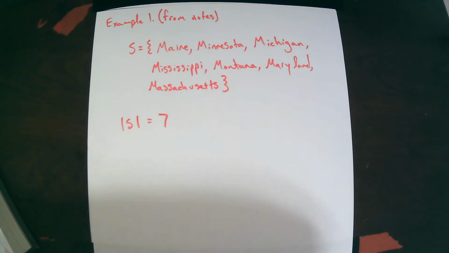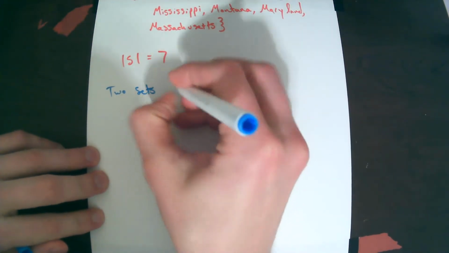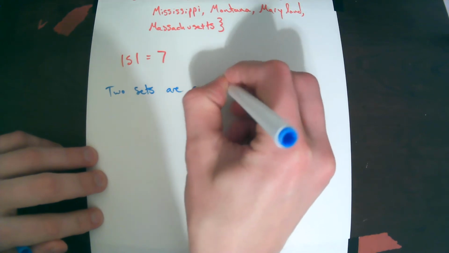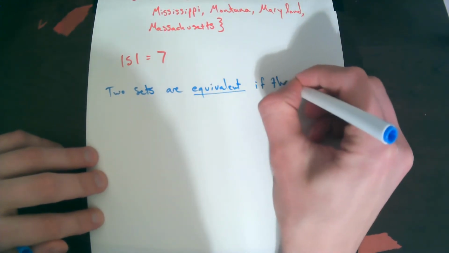Cool. Alright, let's talk about equivalent sets. This is an even easier definition than equal. Two sets are equivalent if they have the same number of elements.